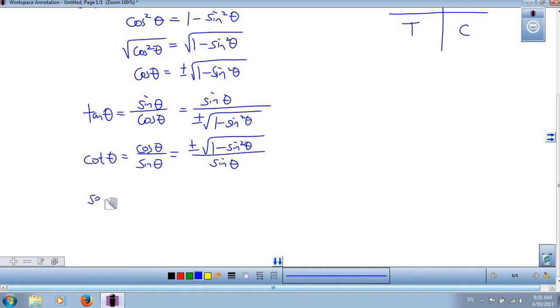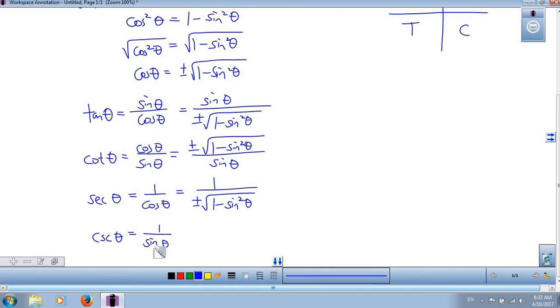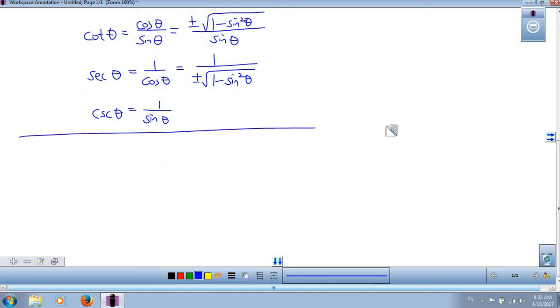What about secant of theta? Secant is 1 over cosine, so it's 1 over plus or minus the square root of 1 minus sine squared theta. And cosecant theta is 1 over sine theta, the simplest one that we can express using sine. So what we have done is express every other function using one given function. It is not very difficult, all we're using are the fundamental relations, the fundamental identities.